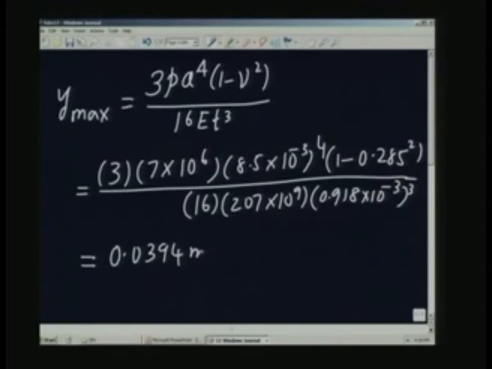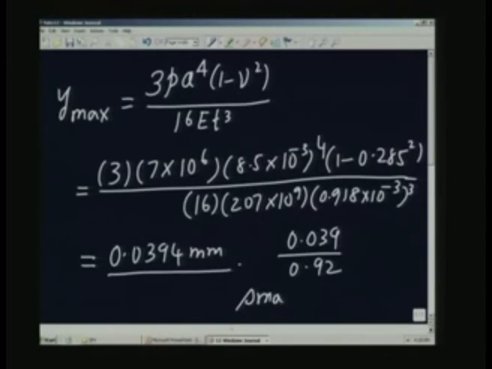0.0394 millimeter. If I represent it in the millimeter form, it comes to 0.039, and you see the thickness of the material is 0.918 millimeters. So, this is 0.039 divided by 0.92, which is very small. So, small deflection. Actually, this is the maximum deflection. The deflection is going to be smaller everywhere else. It is in the center of the plate that this larger deflection has taken place. The other deflections are even much smaller.